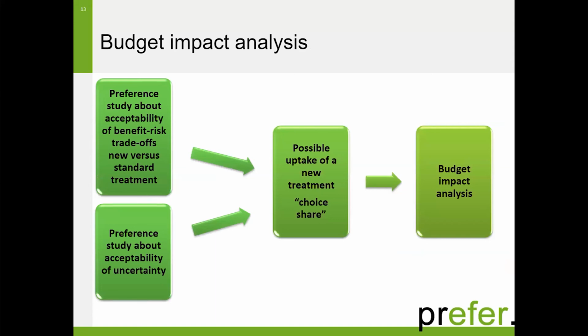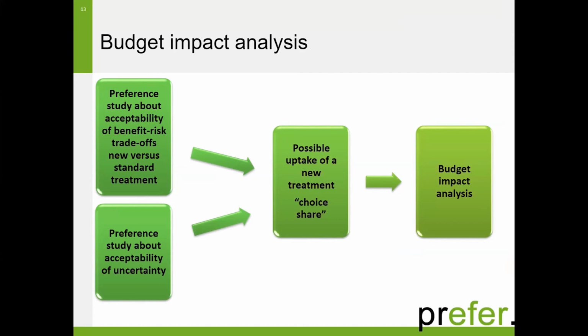Another point I wanted to highlight is the importance of patient preference information for budget impact analysis. It has been explained by Bennett before, the preference study about the acceptability of benefit-risk trade-offs of the new versus the standard treatment can inform the decision maker about the possible uptake of a new treatment, the so-called choice share. Same applies for the preference study about the acceptability of uncertainty.